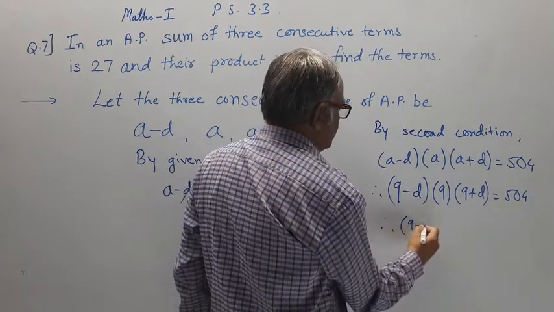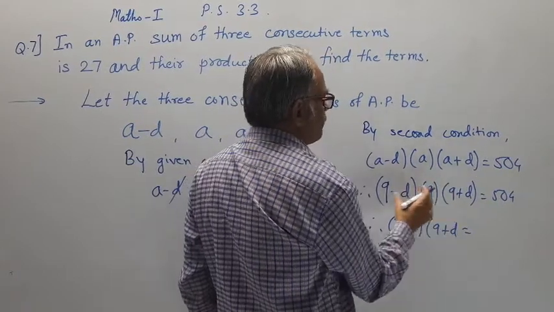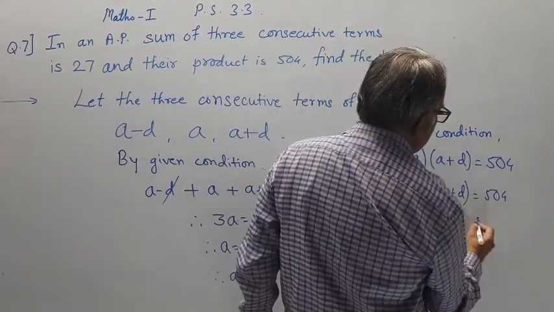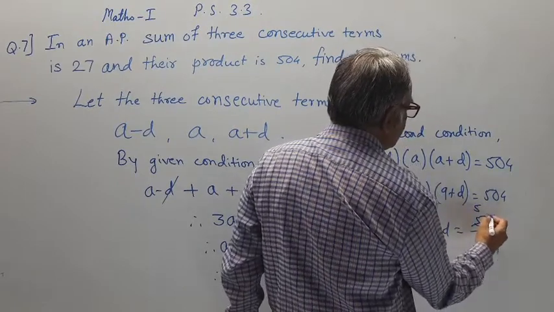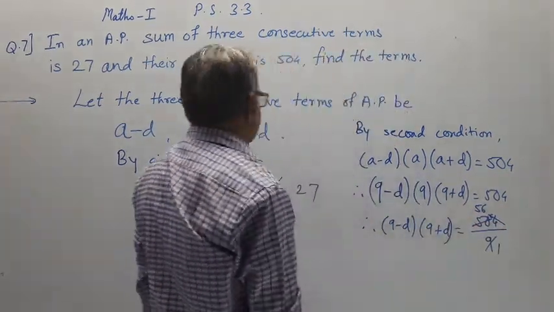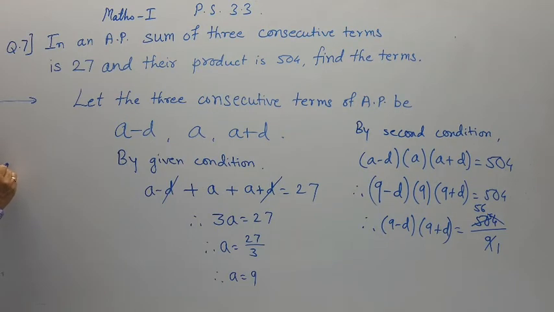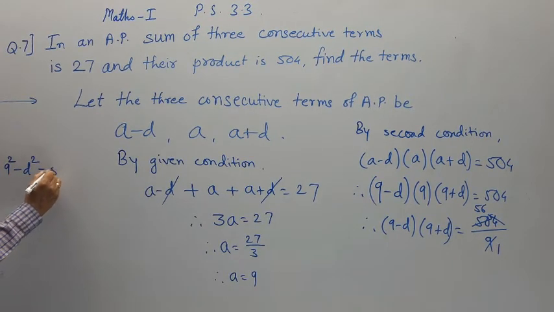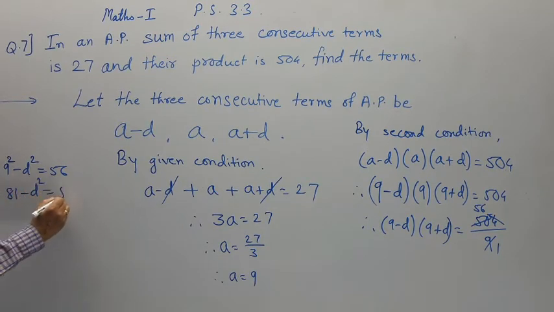Therefore, 9 minus d into 9 plus d equals, this 9 we have to shift to the other side, 504 upon 9. 9 5s are 45, 5 remain, 9 6s are 54. Therefore, 9 minus d into 9 plus d is 56. 9 minus d into 9 plus d is 9 square minus d square. 9 square minus d square equals 56. 81 minus d square is equal to 56.